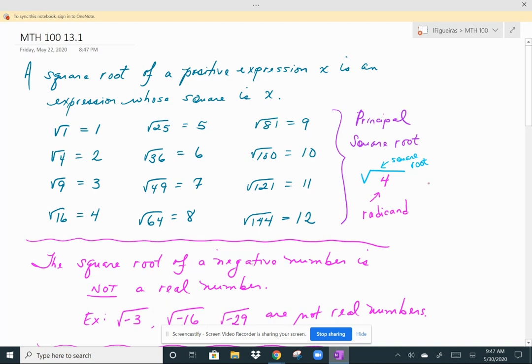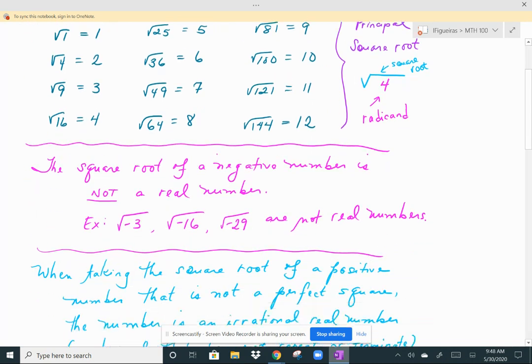Just some notation here. The square root symbol is this one that almost looks like a division sign, except it's got this little tail here. That's your square root symbol. The expression on the inside, or the expression you're taking the square root of, is called the radicand.